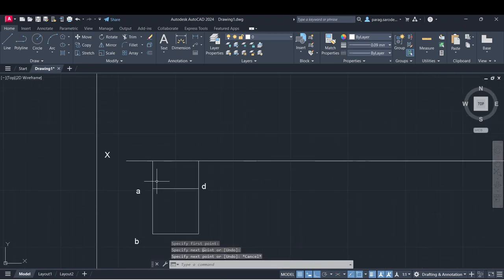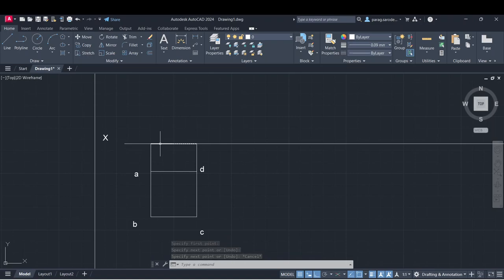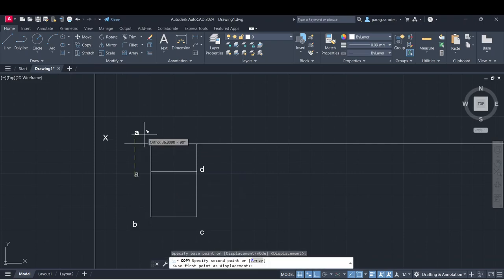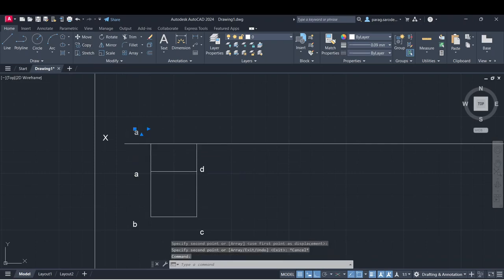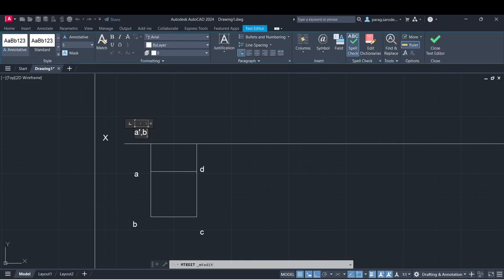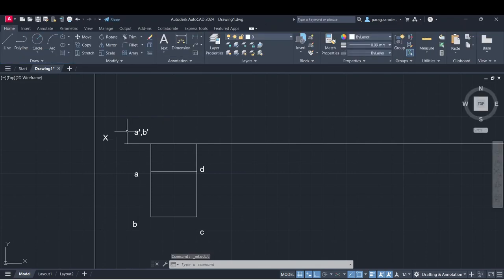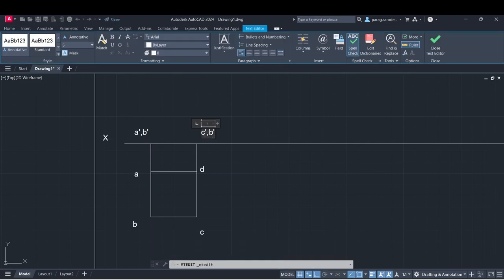And this intersection, which is overlapping with the XY, will be obtained through the points A and B, and C and D on the other side. So we'll copy this A and we will rename it as A dash, B dash. Okay. Right. We'll copy this and we will rename it as C dash and D dash.